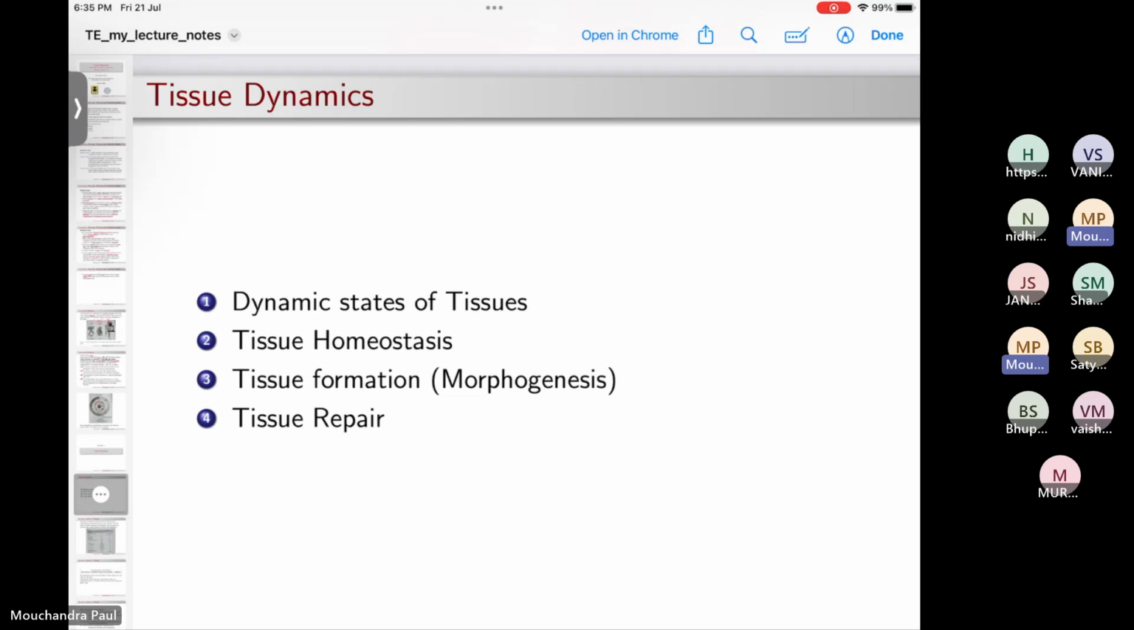Then how the tissue is formed is another dynamic state of tissue. It is also called morphogenesis. And lastly, when you're injured, say in an internal organ or on the skin, some repair process takes place to promote healing. So that we will also study under tissue repair. And under tissue repair, we will see a few more subtopics, like we will understand how angiogenesis happens, etc. So this is the flow of the topics that we'll discuss under the broad chapter of tissue dynamics.